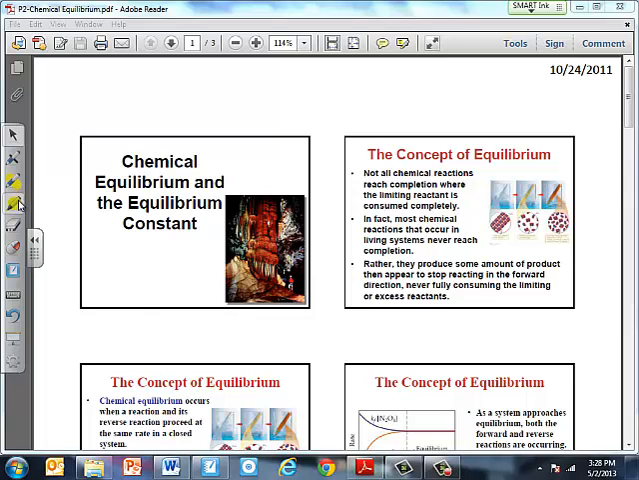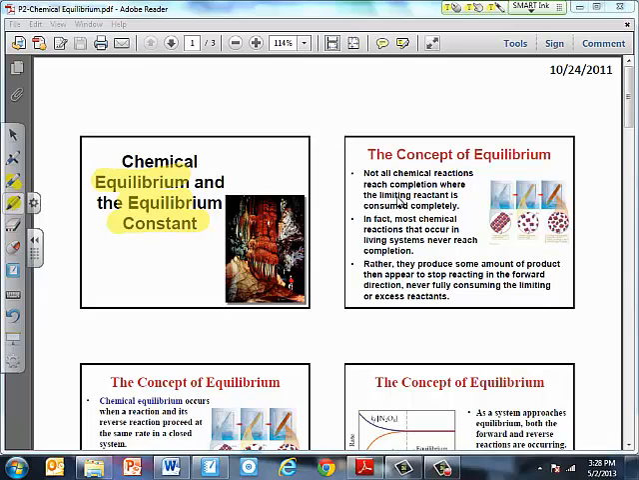Alright, today we're going to talk about what is called equilibrium, chemical equilibrium and the equilibrium constant. Now I just have the slides on a PDF, so just follow along the same way that we normally do. This whole idea of equilibrium is going to be the fact that we reach this balance.